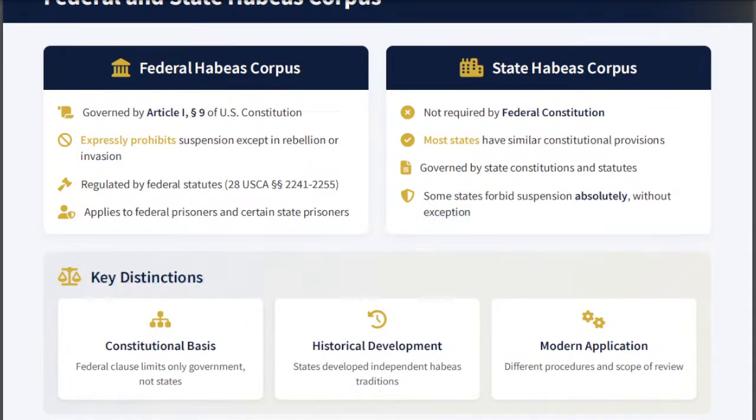Key distinctions: constitutional basis. The federal clause limits only the federal government, not states. The historical development is that the states developed independent habeas traditions. And the modern application now is that there are different procedures and scope of review. So be aware of the jurisdiction that you're applying it to.